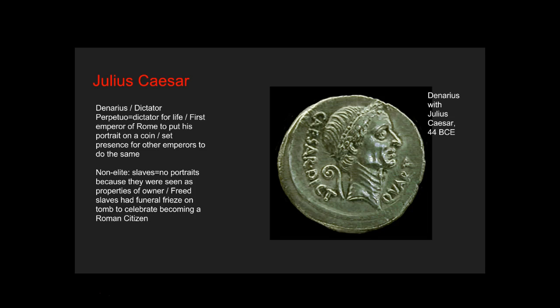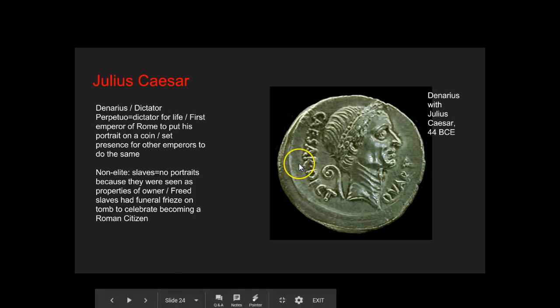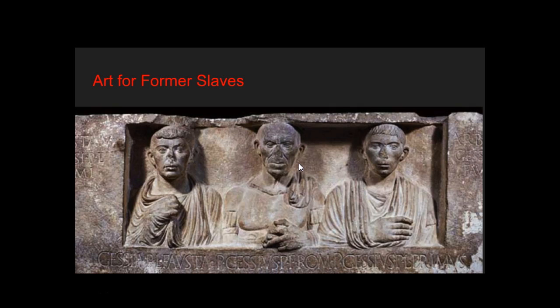Okay, so Julius Caesar was a dictator. This was kind of the end of the Republic. So Julius Caesar came along. Most of you know the story of him, so I'm not going to go deeply into it. But this is supposed to be a portrait of Julius Caesar. All right.